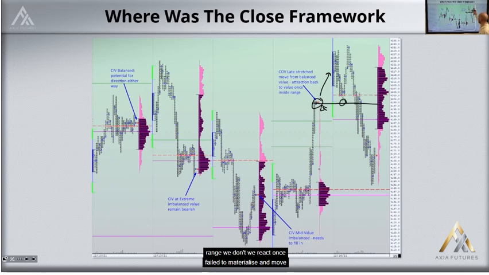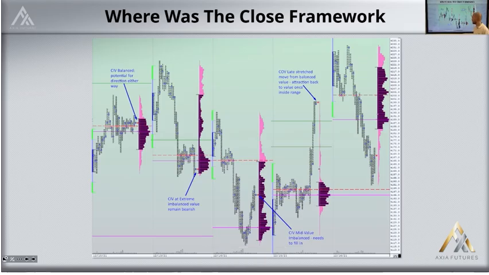We react once, fail to materialize and move up, and then you get the reversal back down. Once again, close outside of value though, and that then implies the next day back to value once again. So you see how the close tells you very quickly about how you might be wanting to interpret the open. So it's not just as simple as it's the open inside or outside of value. So what does the close imply immediately anyway?